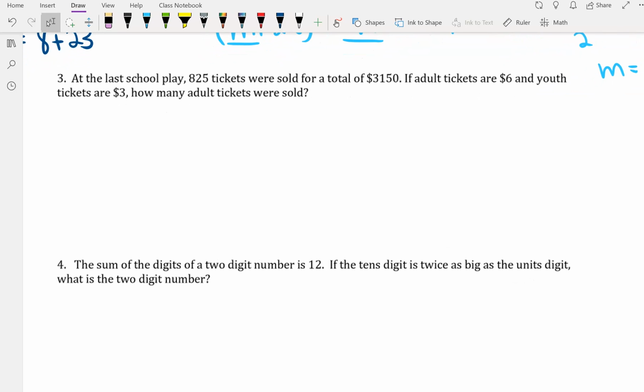All right, the next one. At the school play, 825 tickets were sold for a total of $3,150. If adult tickets are $6 and youth tickets are $3, how many adult tickets were sold? So again, we need to assign our variables first. The two things we don't know about are how many adult tickets were sold. So A is going to represent the number of adult tickets. And then Y is going to represent the number of youth tickets that were sold.